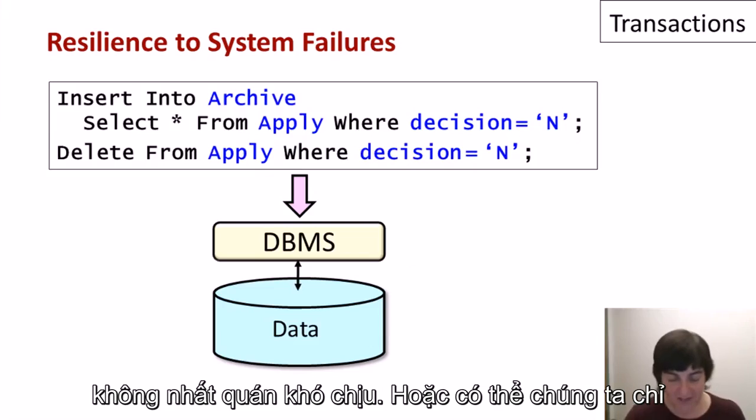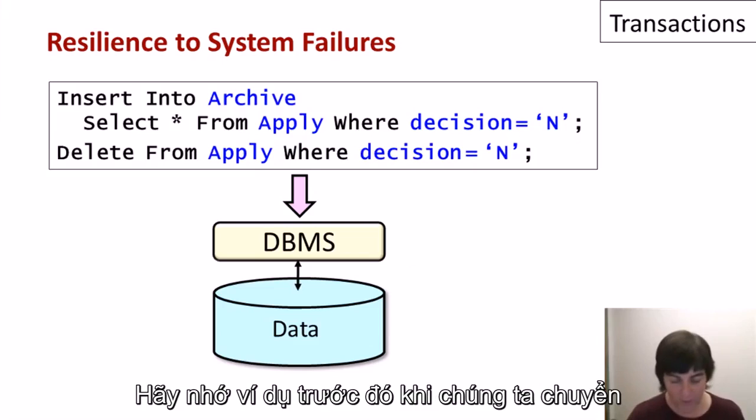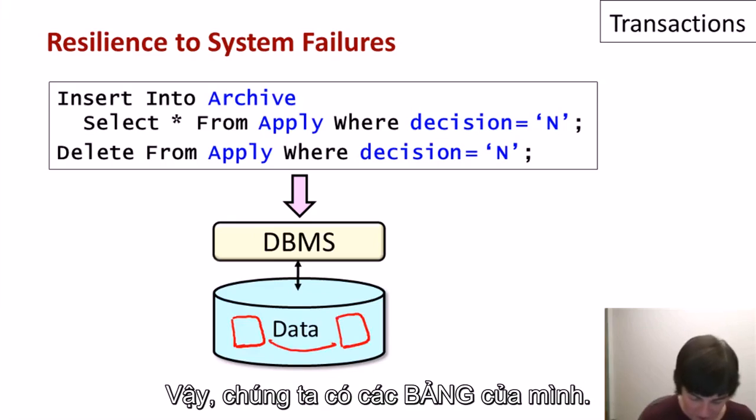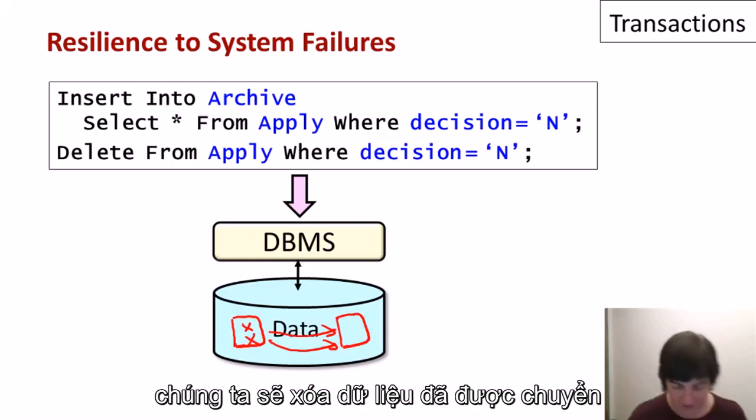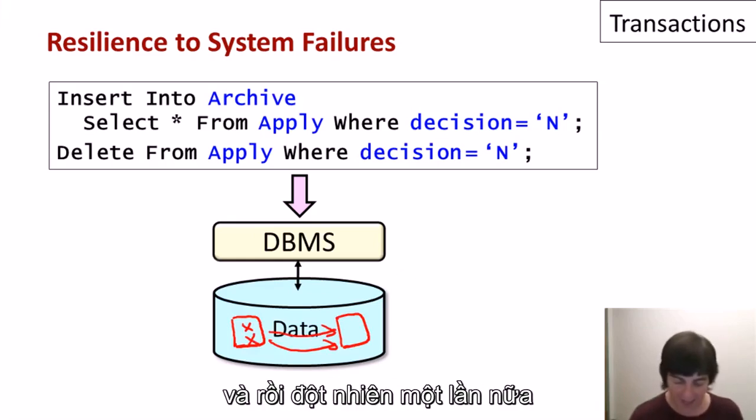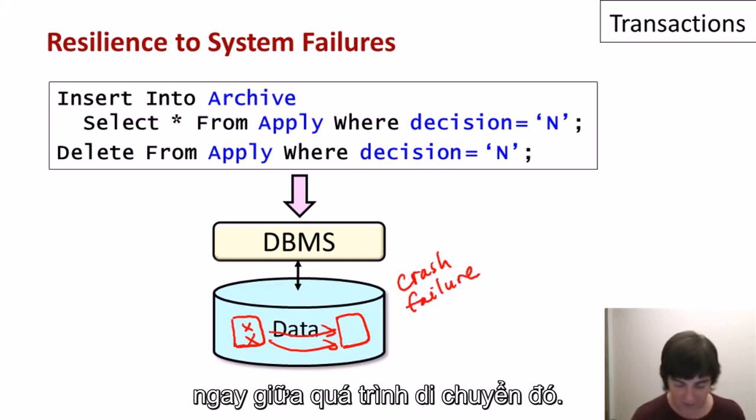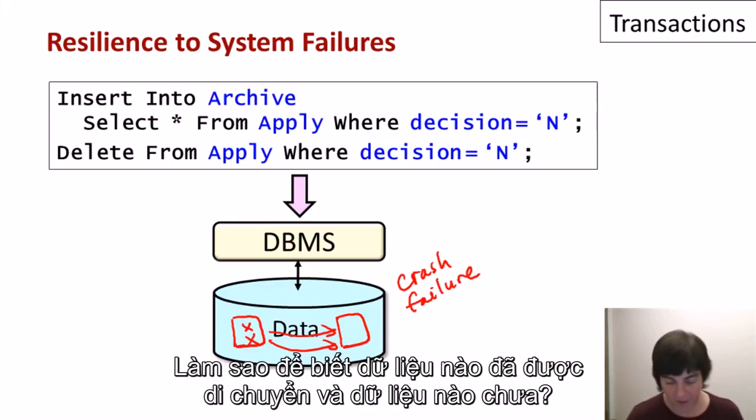Or maybe we're just executing some commands on an existing database. Remember our example earlier where we were moving tuples from an apply relation to an archive. So we have our relations here. We're in the process of moving some data, and then once it's moved, we're going to delete the data that we moved. And then all of a sudden, once again, we have a crash or a failure of some type right in the middle of that move. So what do we do now? When the system comes up, how do we know what was moved and what wasn't?